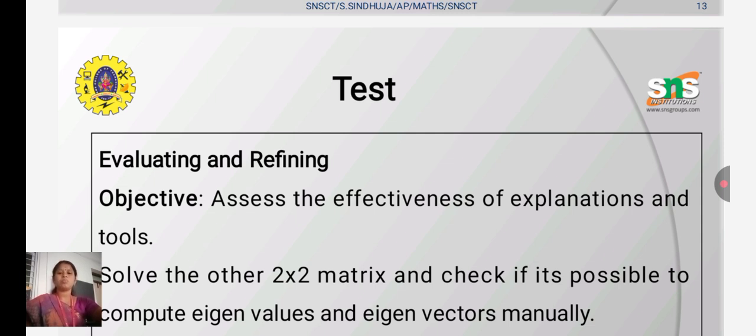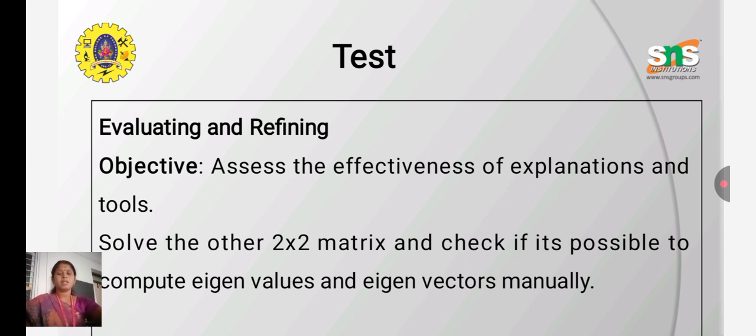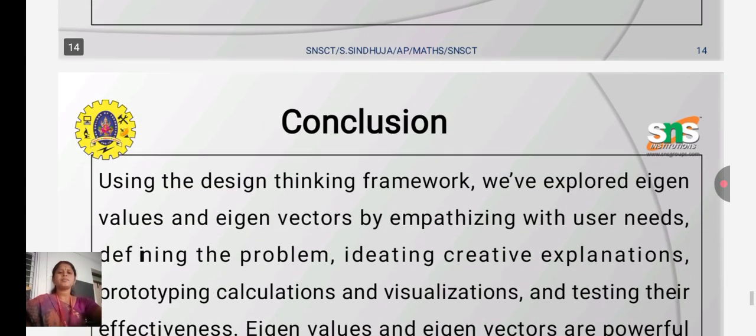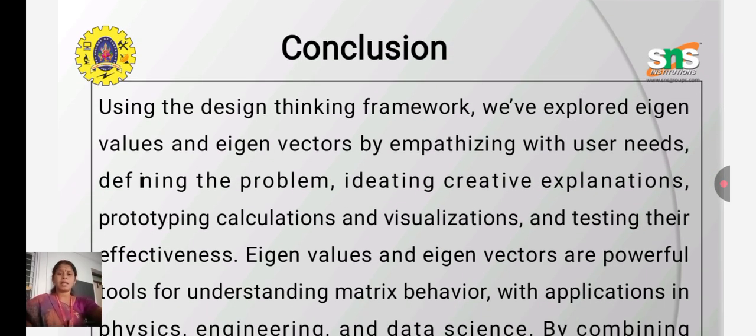Likewise, we can find the solution for any 2 by 2 matrix to get the eigenvalues and eigenvectors for any kind of problems, and evaluating and refining comes under the last stage of design thinking, which is test. Clear?